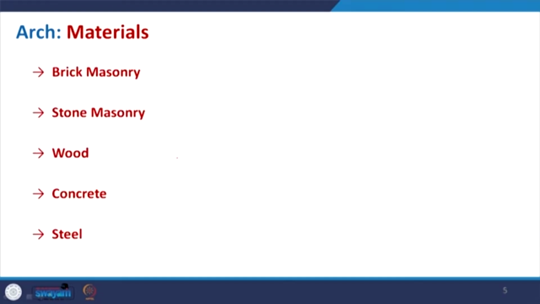Now, coming to the materials that can be used. Any material can be used, but normally, in history or in recent times, brick masonry and stone masonry. Sometimes wood is used, but it is not that easy to curve wood. So, different seasoned wood is made into pieces or battens to form this particular arch. The concrete arch is also possible with proper reinforcement, and a steel arch can be prefabricated and easily made as per the requirement.